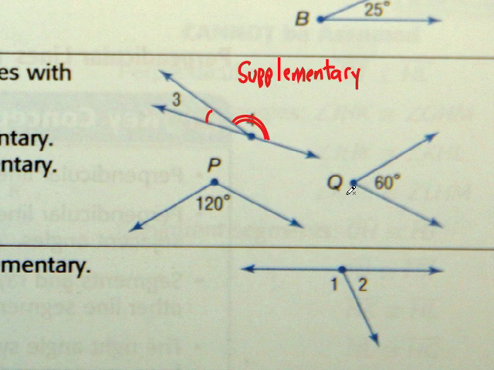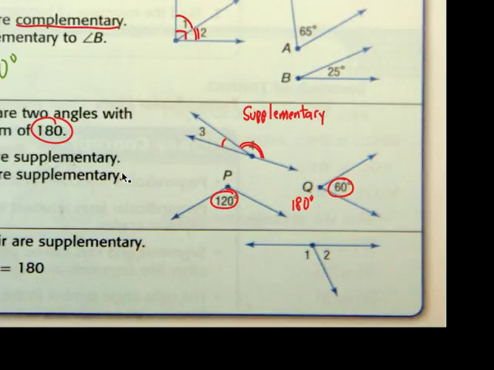Look at angle P and Q. They don't even have the same vertex or anything. They're not even on the same line, right? But they told us that this was 120 and this was 60. So if this is 120 and this is 60, what do they add up to be? They add up to be 180 degrees. And if two angles add up to be 180 degrees, then they're supplementary, all right?